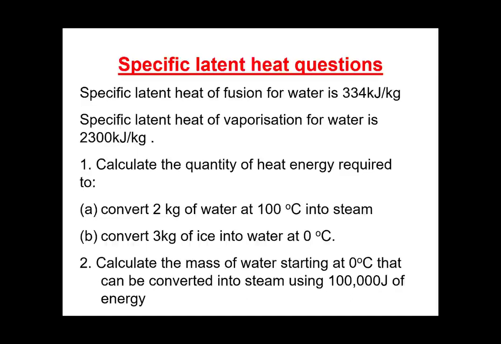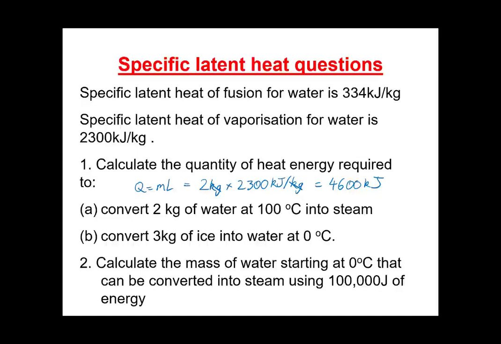Okay, let's do some calculations together. How much heat is required to turn 2 kilograms of water at 100 degrees into steam? Well, we don't actually need to change the temperature here, so we only have to use our formula, Q equals mL. We have 2 kilograms of water, and we're going into steam, so that is vaporization. So we multiply by 2300 kilojoules per kilogram. Per kilogram cancels out with kilograms, and you get 4600 kilojoules.